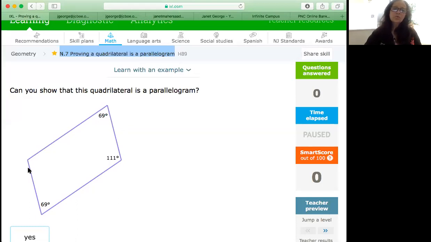So if this is a quadrilateral, why do you call it quad? Because it has 4 sides, right? Quad means 4. All right. You know that if it's a parallelogram, that means opposite sides are parallel and congruent, okay?